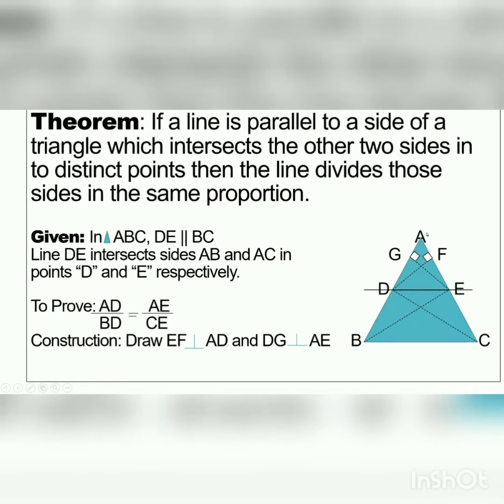Both sides AB and AC are divided by DE. The proportion of AD and BD is equal to the proportion of AE upon EC. So I write here, to prove: AD upon BD is equal to AE upon EC. You have to show the ratio of AD upon BD is always equal to the ratio of AE upon EC.